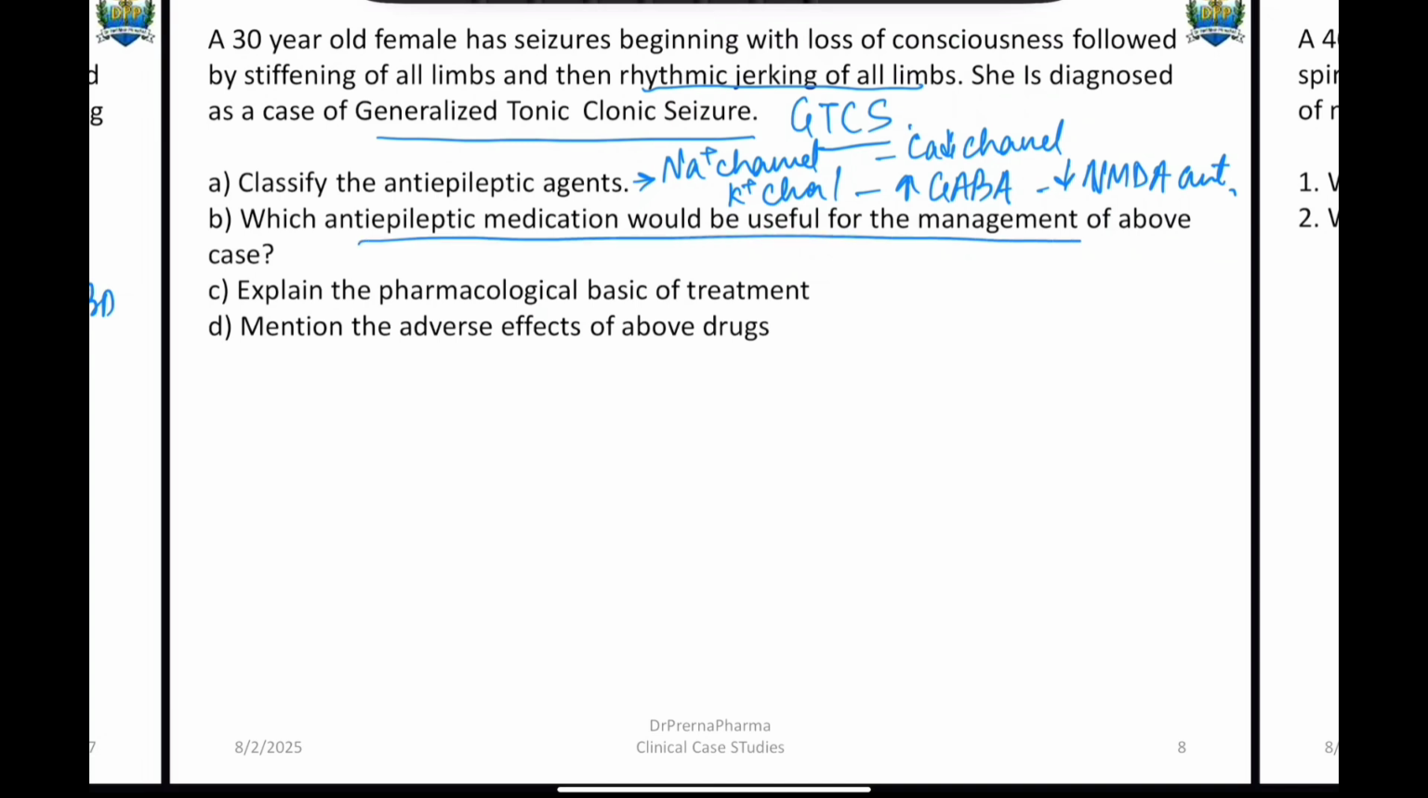Which anti-epileptic medication would be useful for the management of the above case? Now in GTCS, the drug of choice is valproate, and other alternatives that can be given are lamotrigine and levetiracetam. Explain the pharmacological basis of treatment.